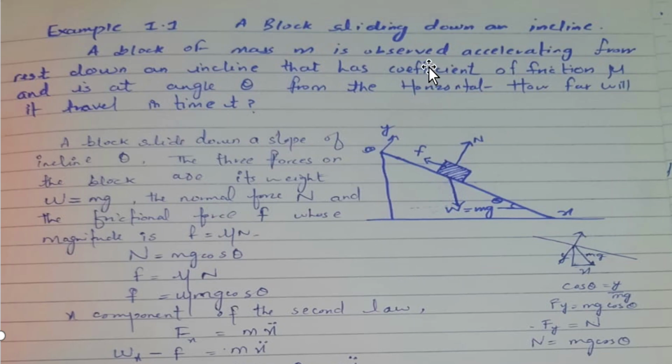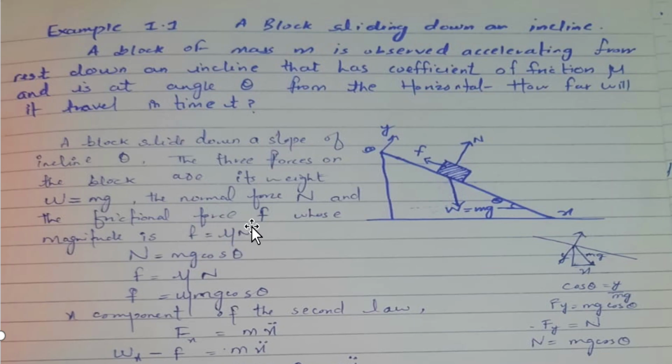Here you can see that we have to find the distance. First we have to arrange the coordinate system x, y, z. There is no motion along the z-axis, so we cannot put it there. The block has three forces acting on it: the normal force, which is upward; the frictional force, which acts along the motion; and the weight, which acts downward and equals mg. The block slides down a slope of incline theta.